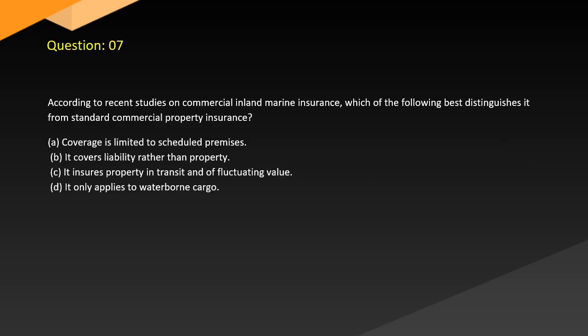Question 7. According to recent studies on commercial inland marine insurance, which of the following best distinguishes it from standard commercial property insurance? A. Coverage is limited to scheduled premises. B. It covers liability rather than property. C. It insures property in transit and of fluctuating value. D. It only applies to waterborne cargo.